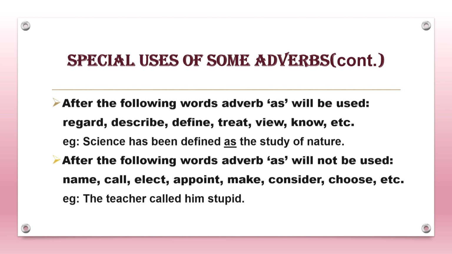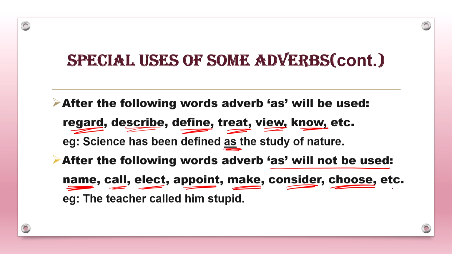Now, after the following words, the adverb as will be used: regard, describe, define, treat, view, know, etc. For example, science has been defined as the study of nature. Now, after the following words, the adverb as will not be used. For example, name, call, elect, appoint, make, consider, choose and so on.